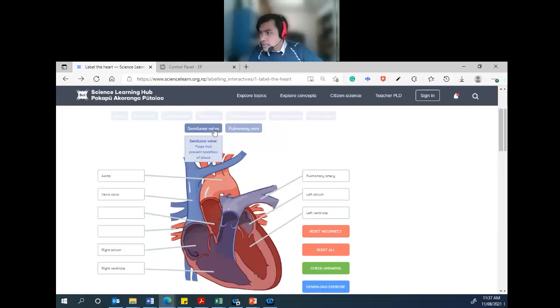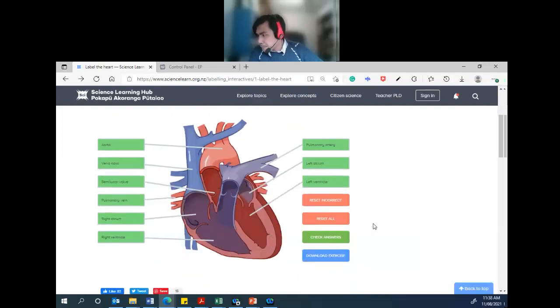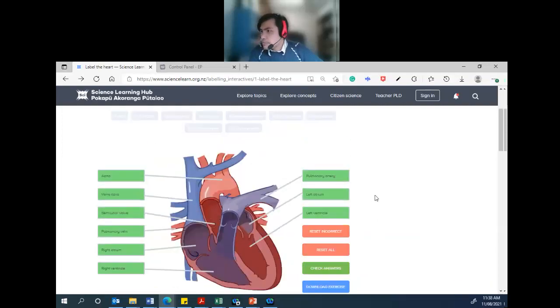We have the semilunar valve. So it flaps that prevents backflow of blood. Third left. Well done. And the last one is the pulmonary vein, which carries oxygenated blood from the lungs. So it's this one here. Okay, so I think we've got everything there. Let's check. Well done, everyone. That's really good there.